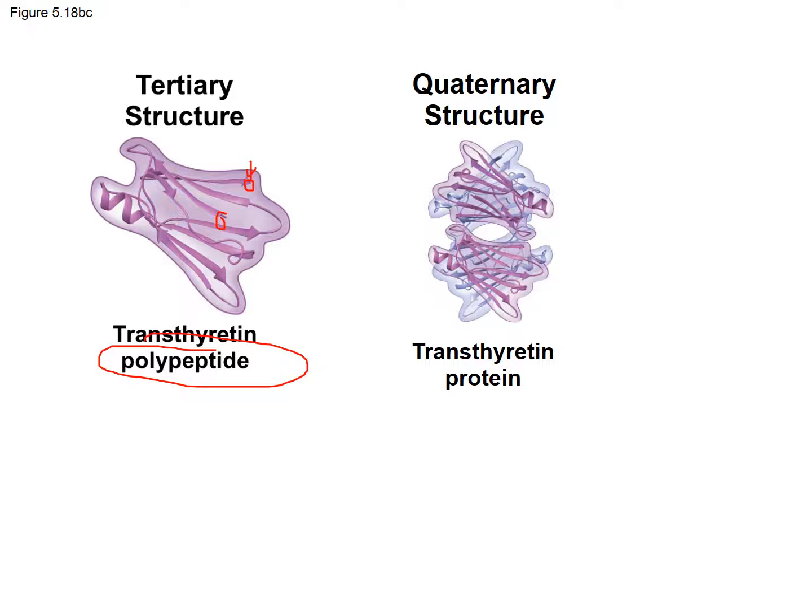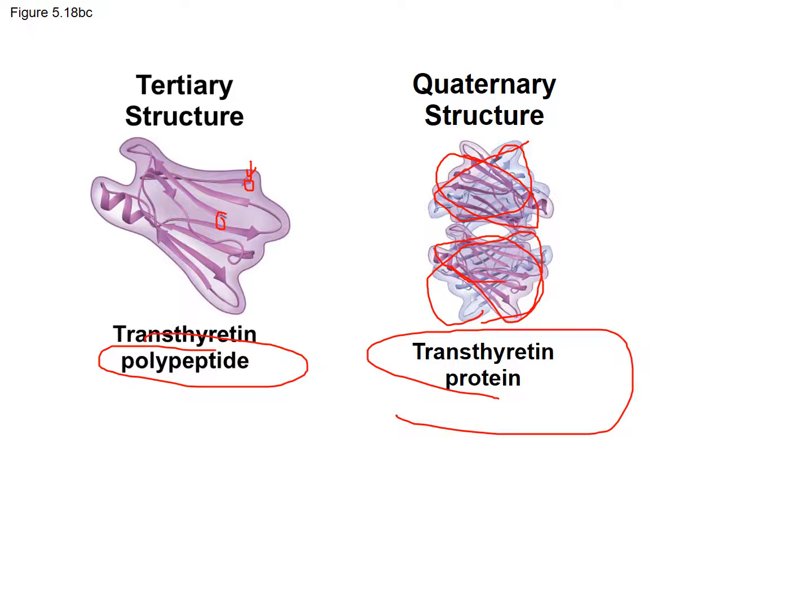The polypeptide has to be with 3 others. A total of 4. 1, 2, 3, 4. Then you get the complete protein that has a function.